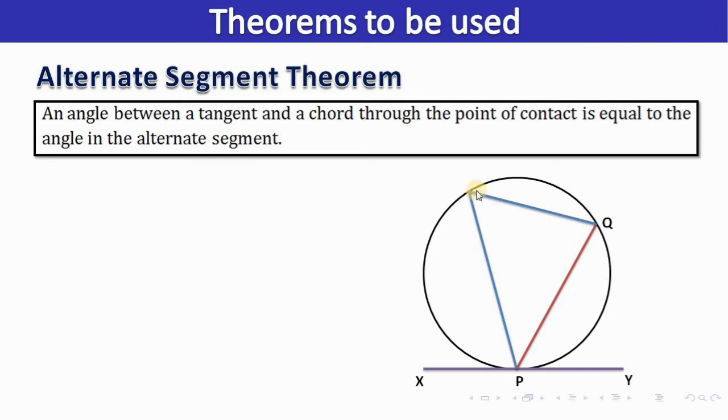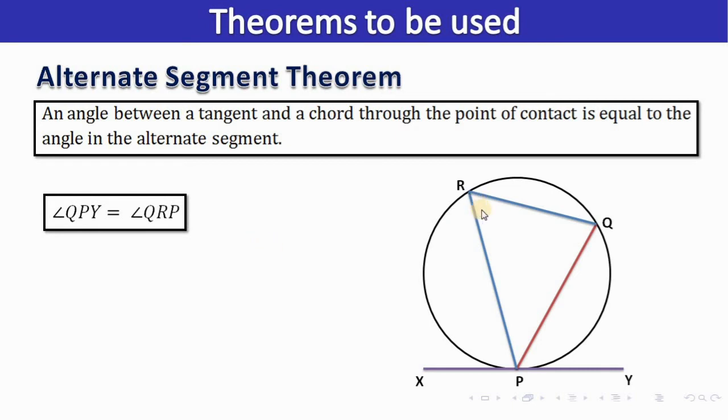So let me give it a name and let me call it R. So basically angle QPY, that is this angle, will be equal to angle PRQ, that is this angle. So that is the meaning of your alternate segment theorem.